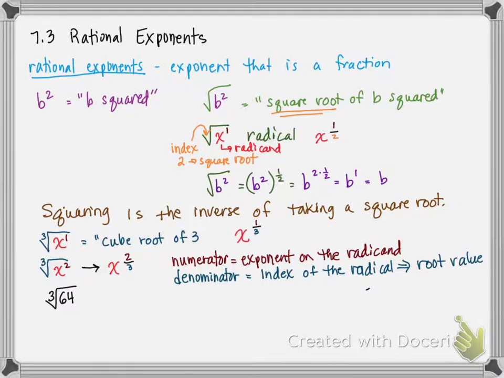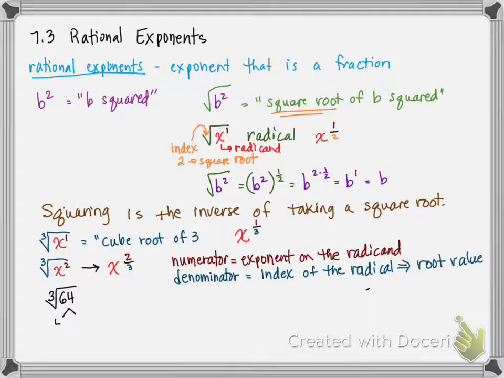Remember when I had a squared, b squared, and I wanted to take the square root? I got out the b. Why? Because when I multiplied the exponent on the radicand, the 2, by the radical written as a fraction, 1/2, I ended up getting an exponent of 1 on my b.